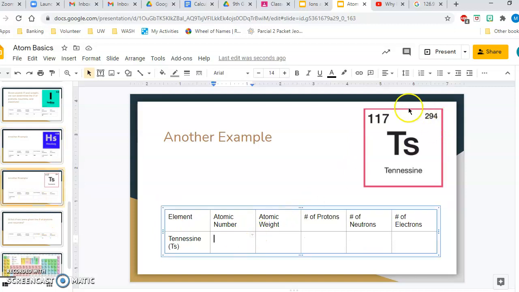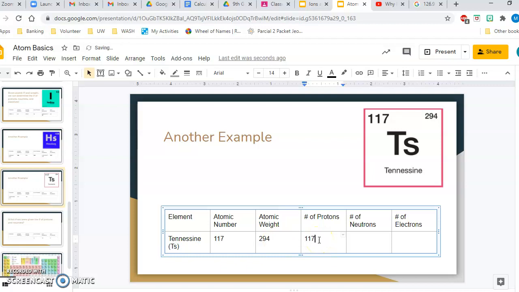So we can always keep changing up our element and just fill in these examples. We're going to see the same patterns. So our number is 117. Our weight looks a little different. It's a little bit higher up here instead of down here as we've seen it. But our weight is 294.